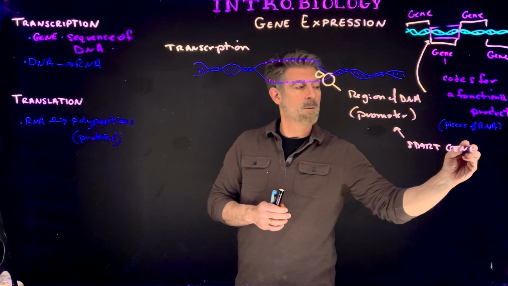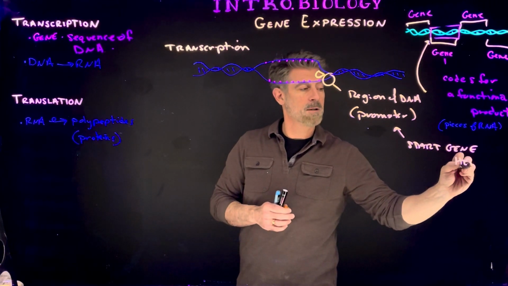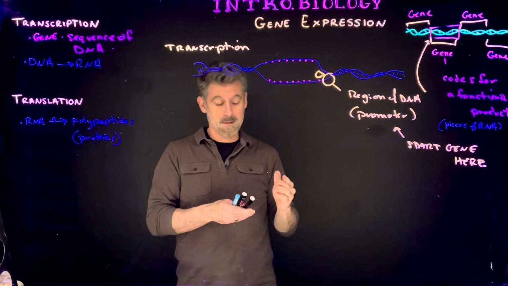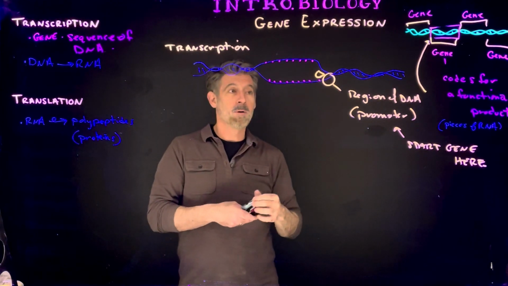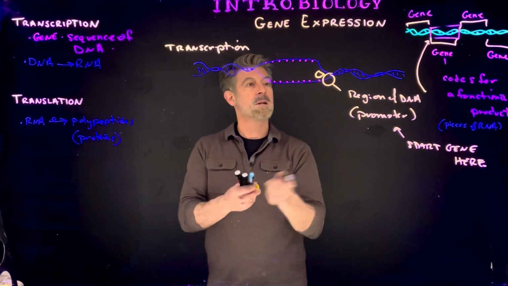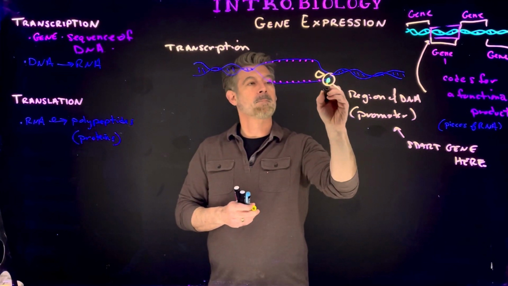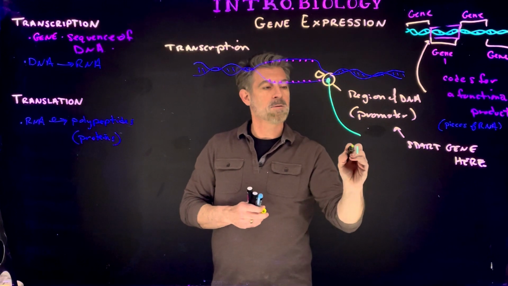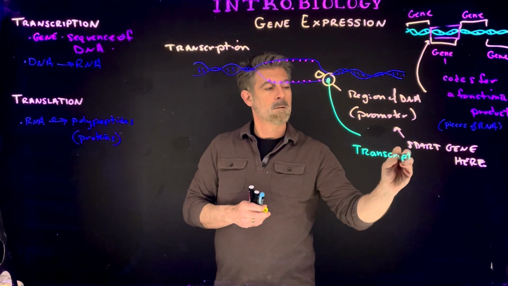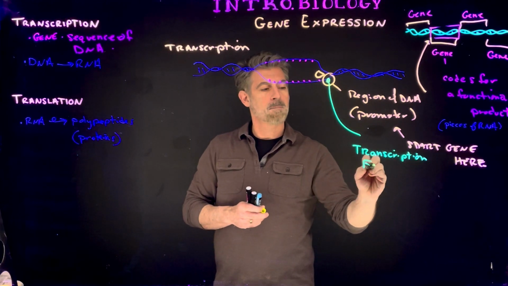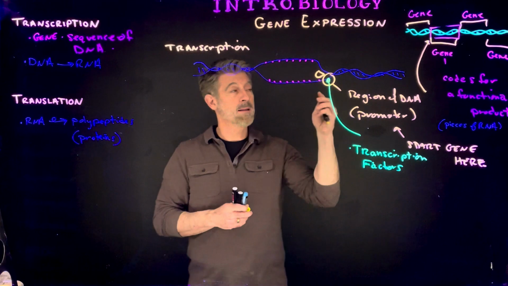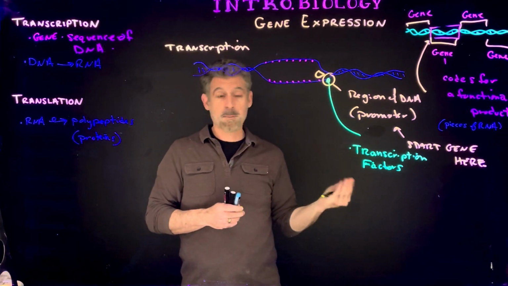So that's going to be where we start the gene. Start your gene here, okay, at the promoter. So there's a specific sequence. Binding to that promoter are certain proteins. So they'll get some proteins that come in. These proteins are called transcription factors. And the transcription factors can identify then the beginning of a particular gene.